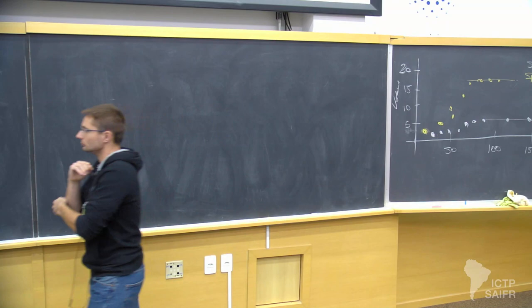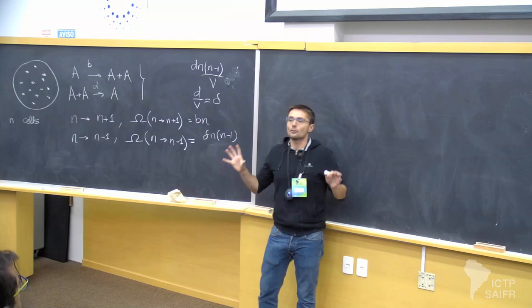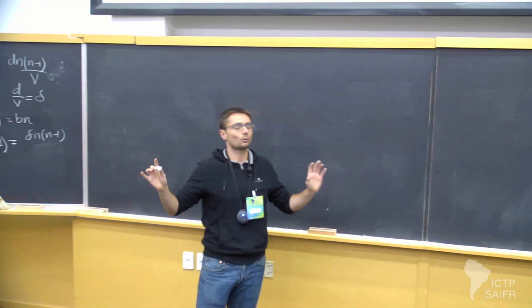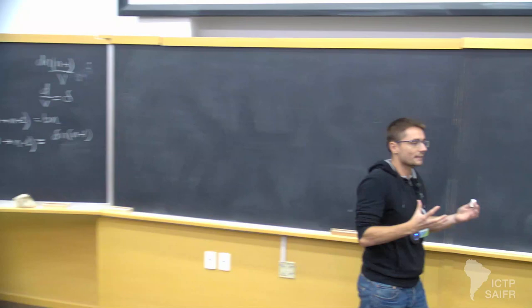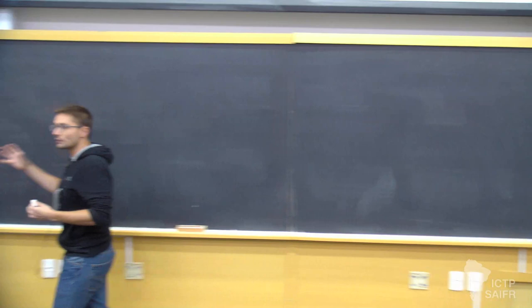Okay, so now we have our transition rates, the rates at which this population goes from N cells to N minus 1 and to N plus 1. Because this is a stochastic process, we are working with something that happens with some rate. It's not a deterministic dynamics. The way that we can describe the state of this system is by the probability distribution.